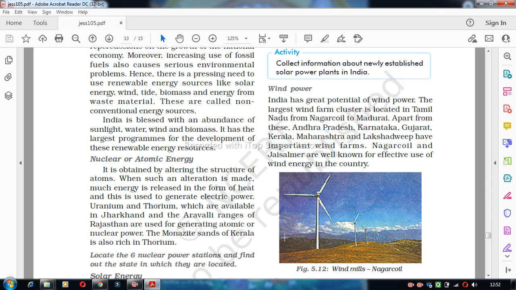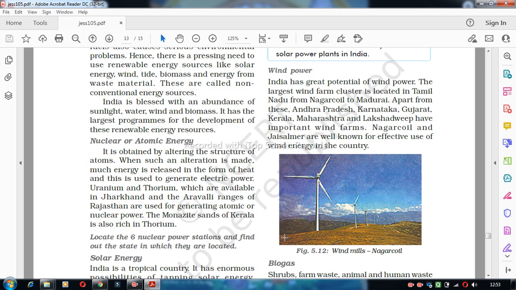Wind power, as you are observing in figure number 5.12, windmills, right? So India has a great potential of wind power. The largest wind farm cluster is located in Tamil Nadu and Nagercoil at Madurai. We are seeing the other parts also, just like Andhra Pradesh, Karnataka, Kerala, Maharashtra, Lakshadweep, right? They are also having the wind farms.